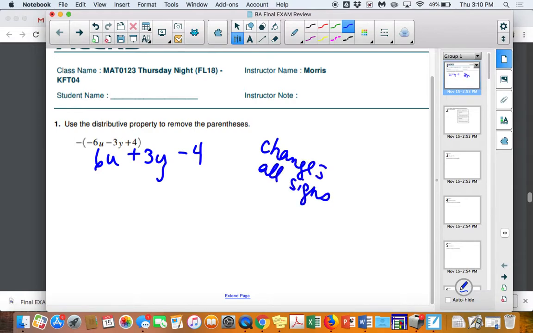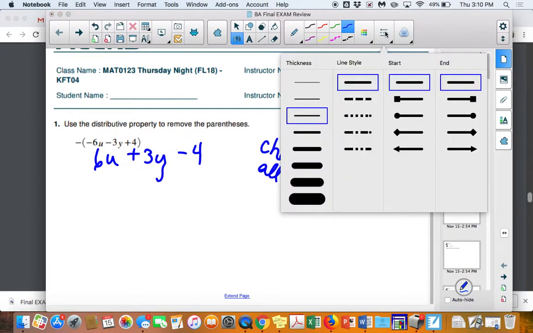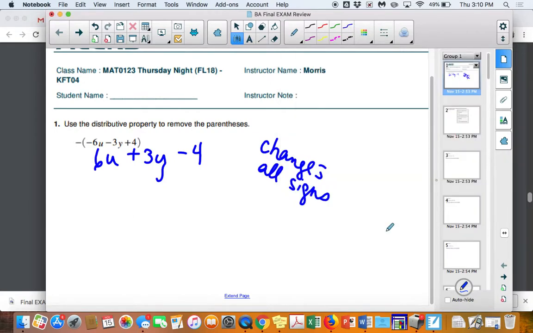That is a really fat script. I wonder if I can make that skinnier. Let's see here. Should be able to. We'll try that. Okay, so there's the first one.